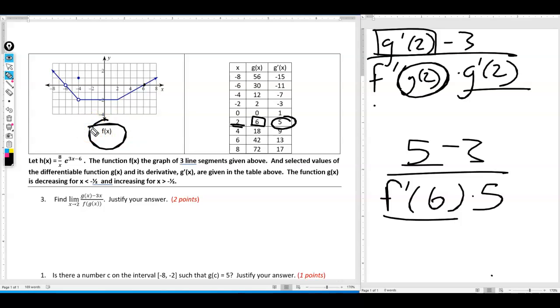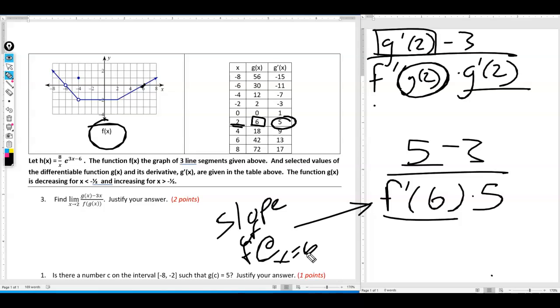Here's our f graph. Here's 6. Now what's f prime? Remember, f prime means the slope of f at x equals 6. So what is the slope of this line at x equals 6? Well, just look at this line. It's a simple straight line, so all you have to do is rise over run here. It's over 2, up 1. So that's a slope of a half. So I have 5 minus 3 over 1/2 times 5.